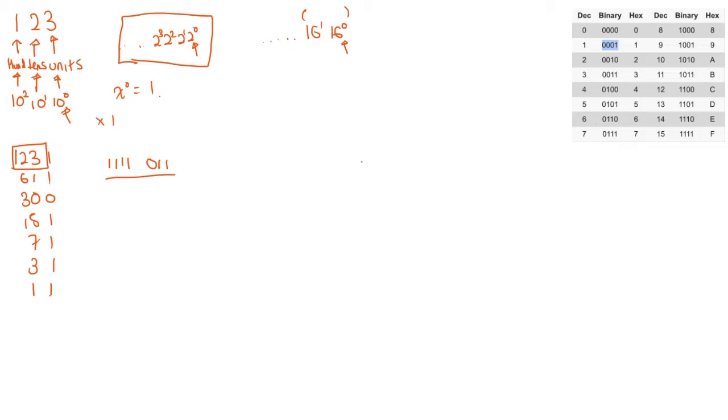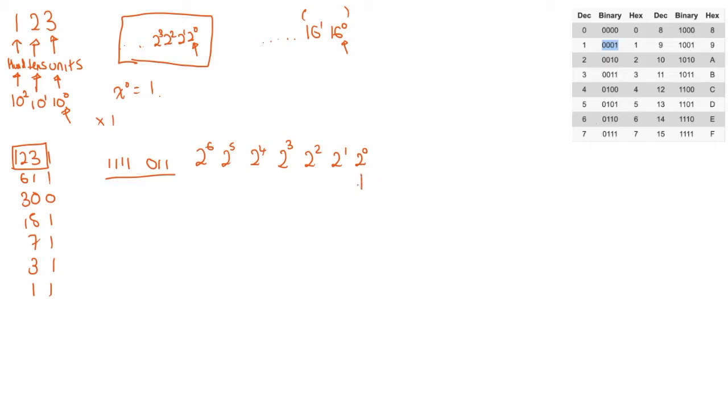I'm just going to write it out a little bit neater. So I'm going to have 2 to the 0, 2 to the 1, 2 to the 2, 2 to the 3, and so on. Oh, fiddle, I've done it again. Okay, so we've got 7 digits there.